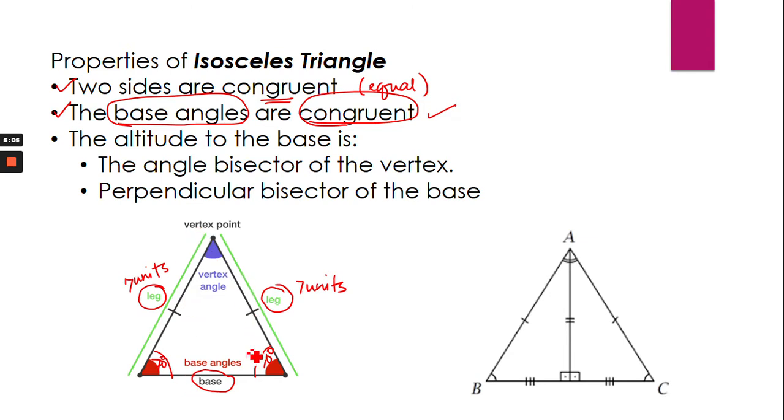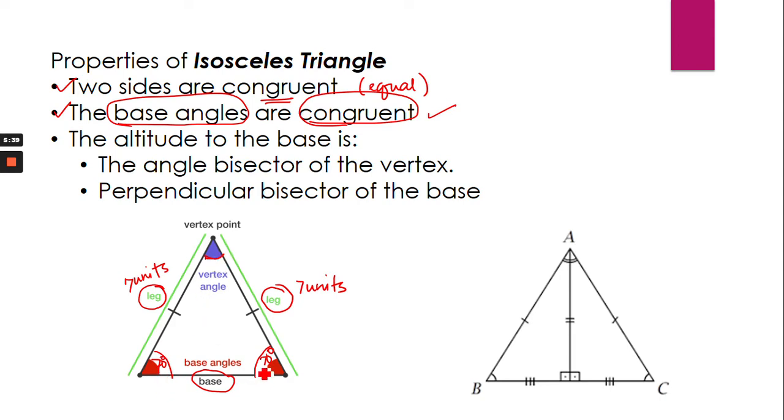So if the base angles are 70, 70, what will be the measure of the third angle? Base, base, the third angle is what you call the vertex angle. This is the vertex angle. That is the third angle in an isosceles triangle, and that is the non-equal angle in an isosceles triangle.